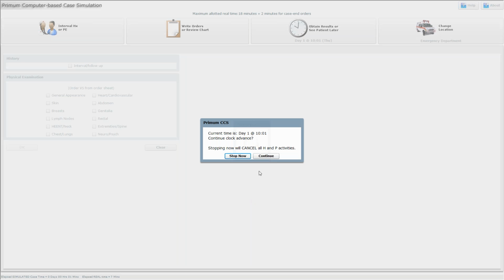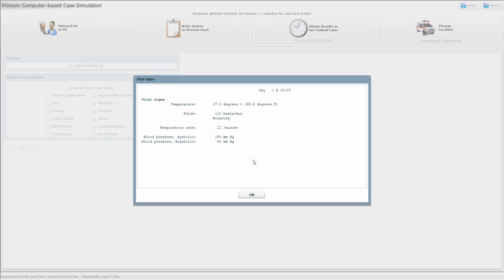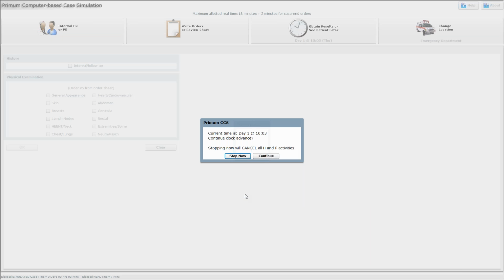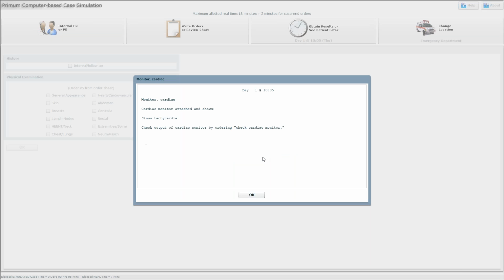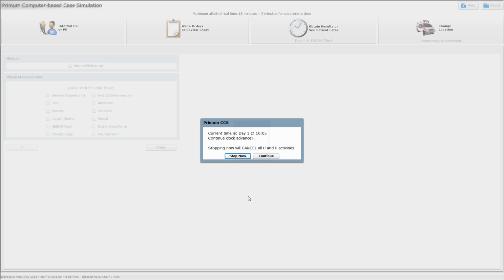98% oxygen saturation. 190/90. Sinus tachycardia, which is what we saw. A cardiac monitor is important because it will give us an idea of arrhythmias. If there's a VTAC or AFib, it's going to tell us. But it tells us it's sinus tachycardia, which is something good.